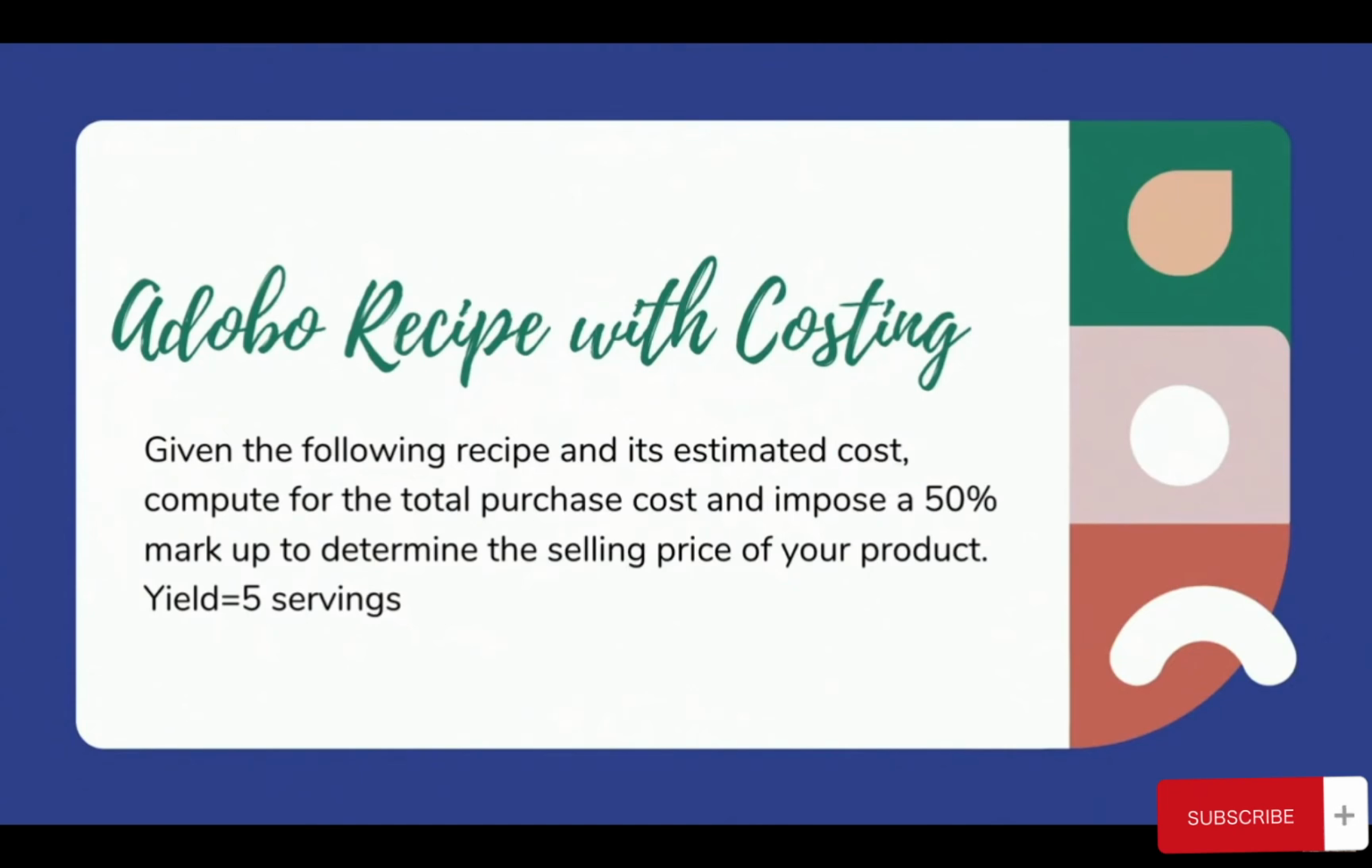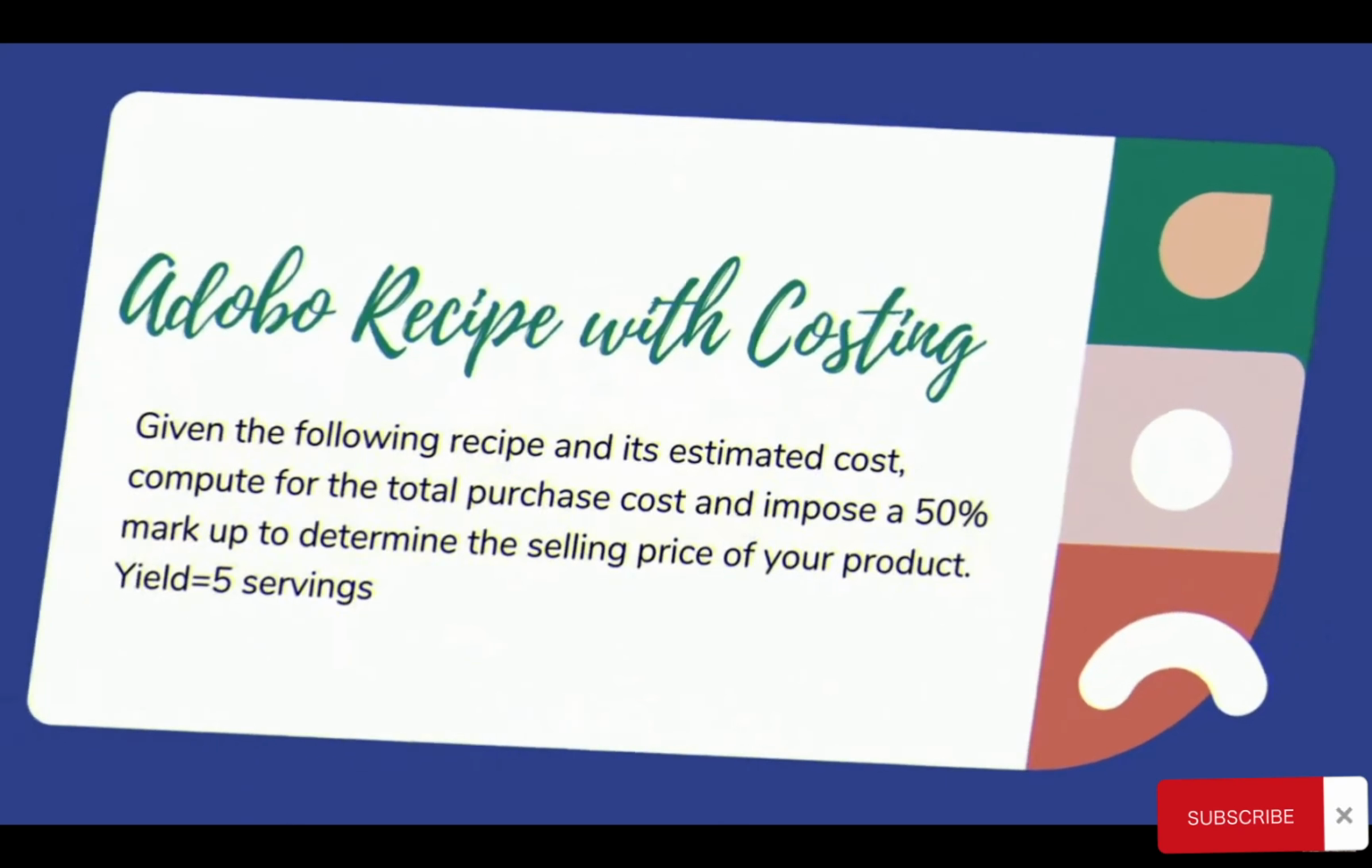Adobo recipe with costing. Given the following recipe and its estimated cost, compute for the total purchase cost and impose a 50% markup to determine the selling price of your product. Yield is 5 servings.